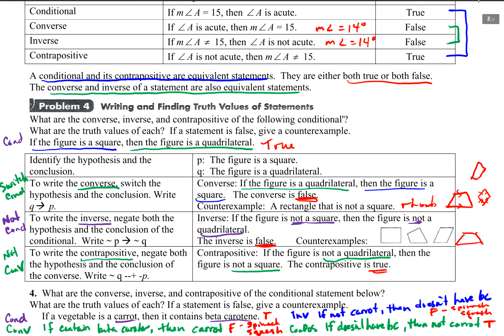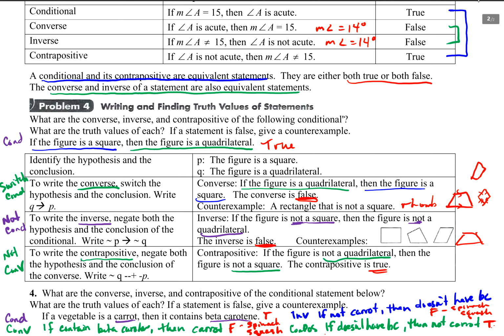We could change our result. It's not spinach. It's not squash. That's not what we're worried about. What we're worried about is the true hypothesis. If your vegetable doesn't have beta carotene, all right, we're holding something here in our hand that does not have beta carotene, it's not a carrot. That is a true statement. And we're not surprised by that one either, because we know that our conditional and our contrapositive are equivalent statements. So since our conditional was true, our contrapositive should also be true.